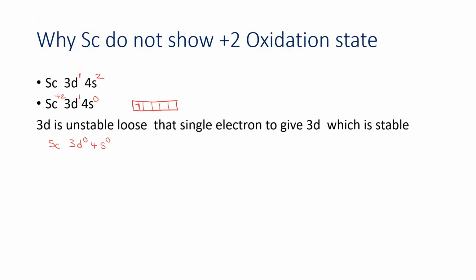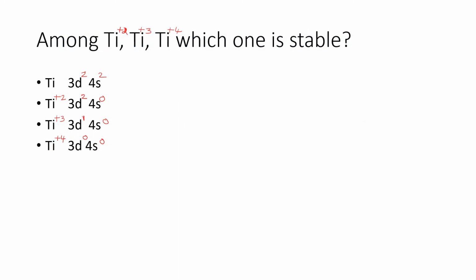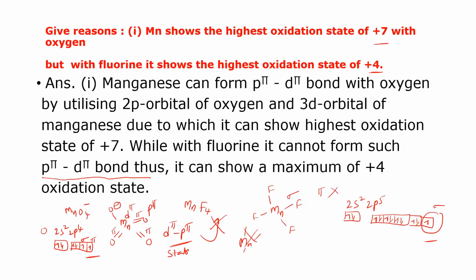Next, this same thing we just discussed. Among titanium +2, +3, +4, which one is stable? Same thing we can write here. Titanium 3d2 4s2 configuration. Titanium +2 means we have to remove these electrons, so we get 3d2. Titanium +3 means minus 1 electron, we get 3d1. Again minus 1 electron, we get 3d0, 4s0. Again you are going to get 3s2, 3p6 configuration, which is octet configuration. It will be more stable.